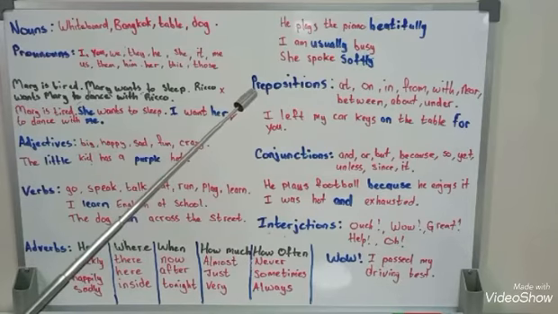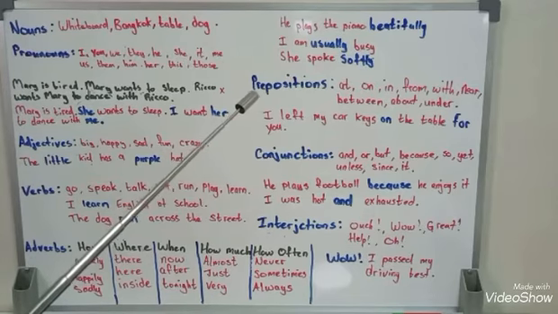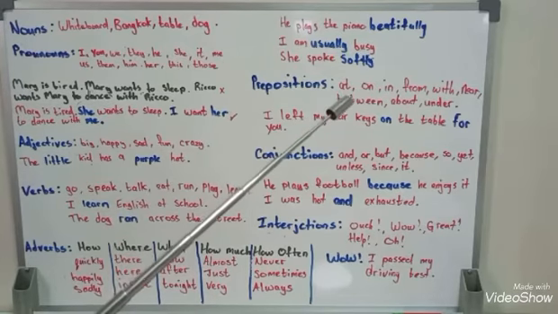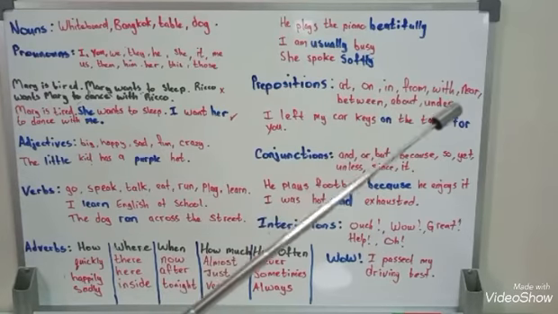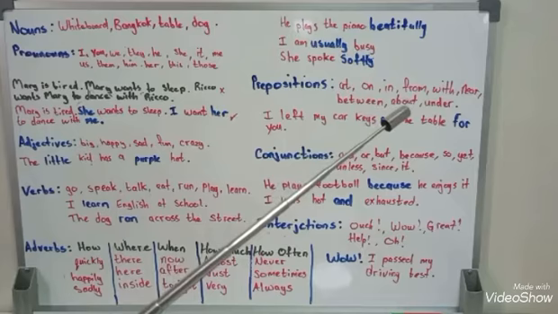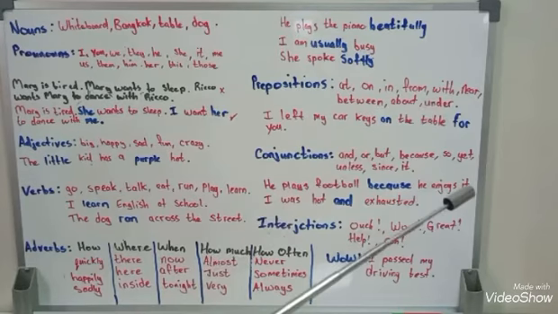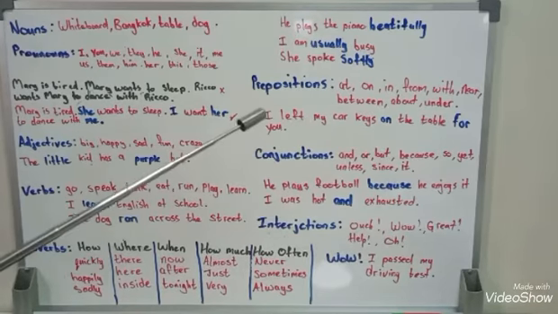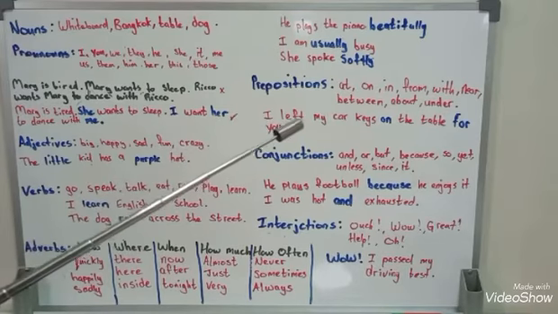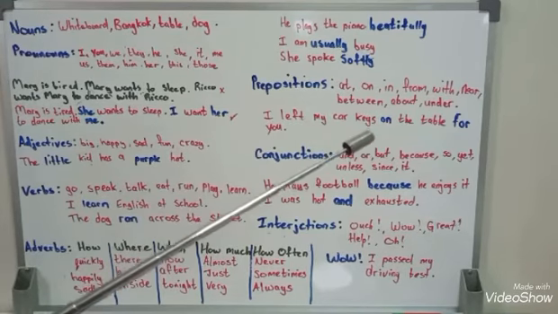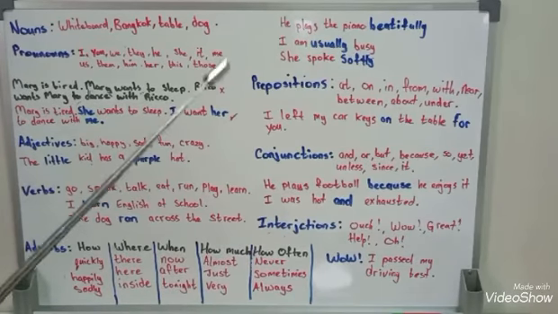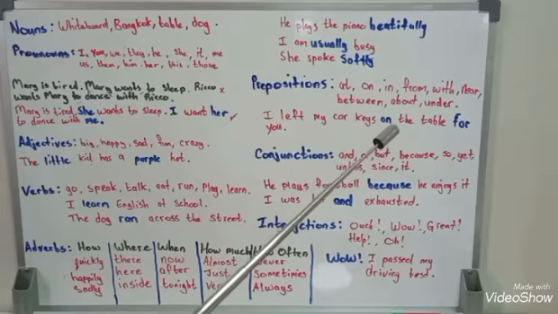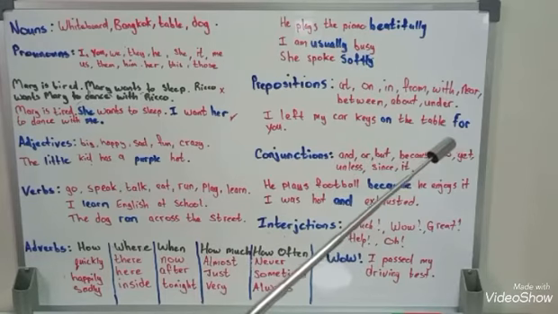Moving on to prepositions. Now, a preposition is like a linking word to another word within a sentence. So we have at, on, in, from, with, near, between, about, and under. So let's look at this sentence that I wrote here. I left my car keys on the table for you. So the two prepositions in the sentence are on and for.